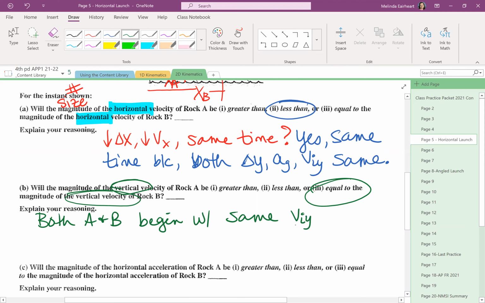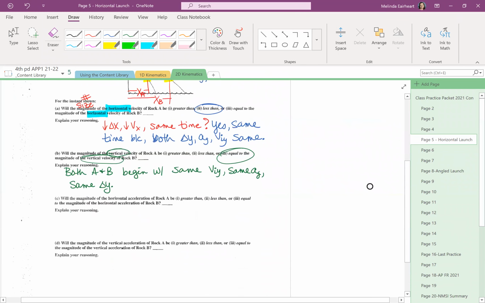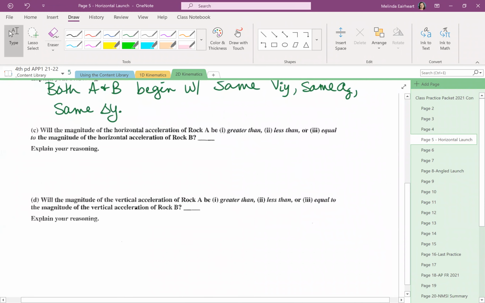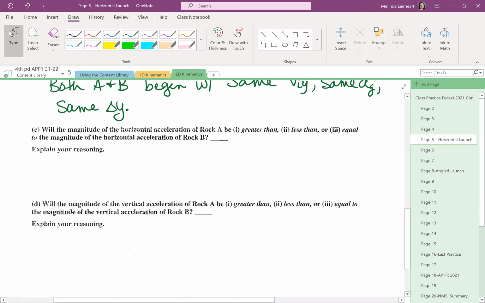The same vertical initial velocity. They have the same acceleration due to gravity. And from start to right now, they have the same vertical displacement. Make sense? The next two are real easy. We can get them real quick. Hopefully they're easy. C, will the magnitude of the horizontal acceleration of rock A be greater than, less than, or equal to the horizontal acceleration of B?